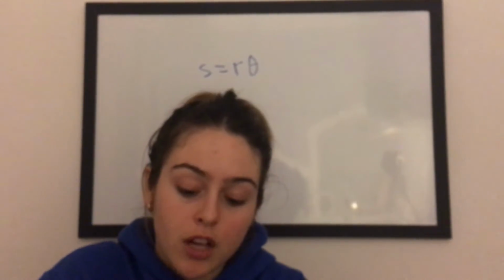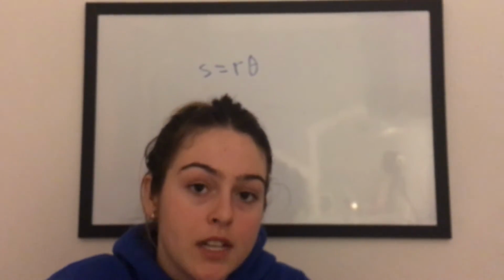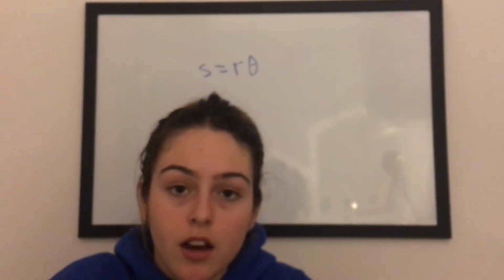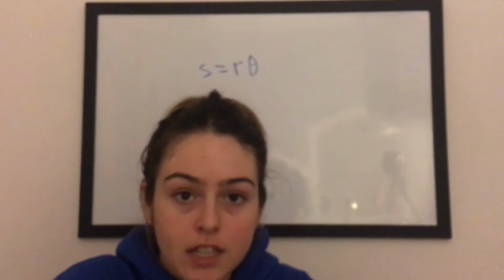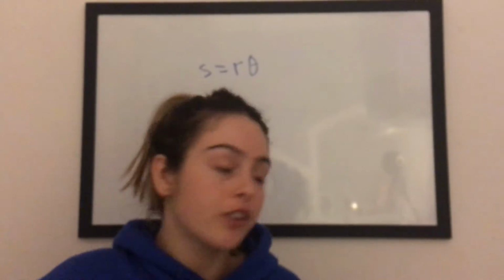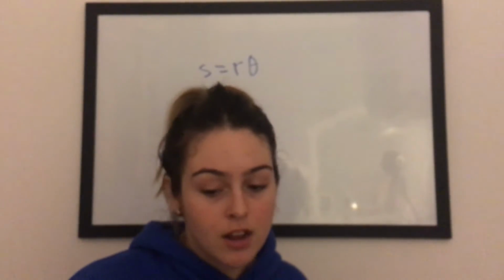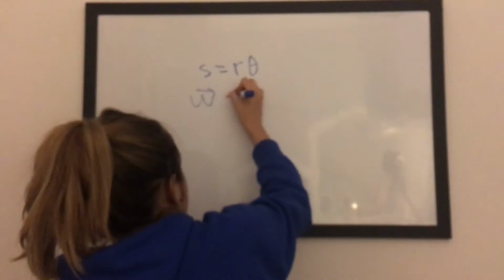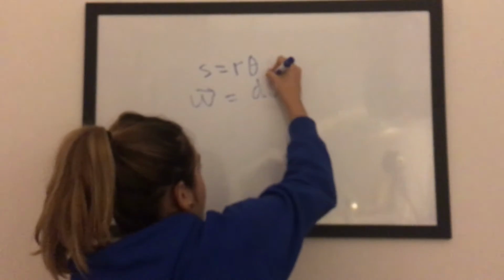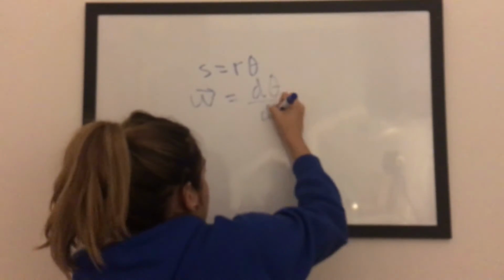So angular velocity is used when exploring rotational motion, and it's the same thing as velocity, but it factors in rotation. So angular velocity can be defined by the following formula. Angular velocity is equal to the derivative of the displacement.